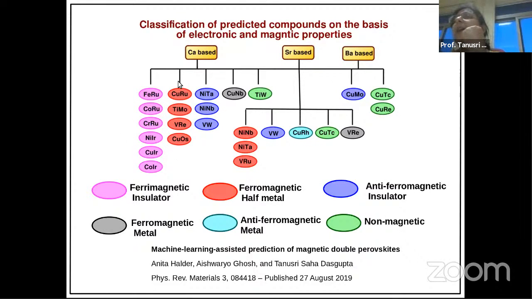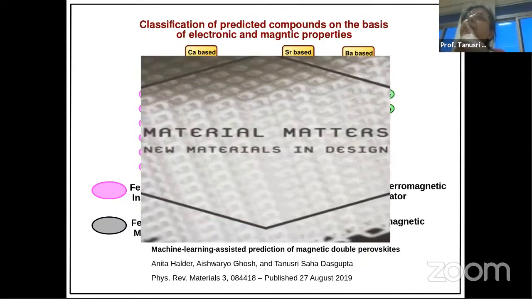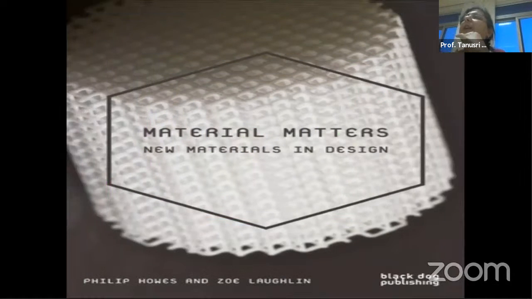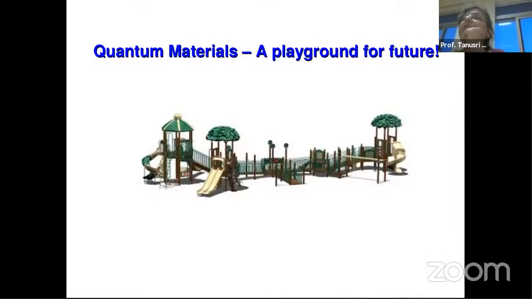So with that, I feel we have predicted a large number of double perovskite compounds, which the experimentalists can now take up, synthesize, and validate our prediction. So this material matters, and new materials by design should be one of the slogans of the next generation. It's a playground for the future.